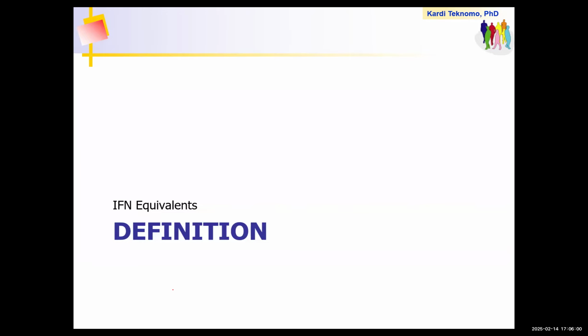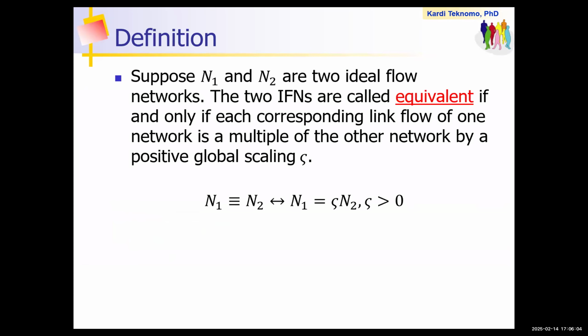Let's go to the definition. Suppose you have two networks, like a while ago, F1 and F2. So we have N1 and N2, two ideal flow networks. Then we say the two IFNs are called equivalent if and only if, that means this only happens if, the corresponding link flow of one network is a multiple of the other by a positive global scaling.